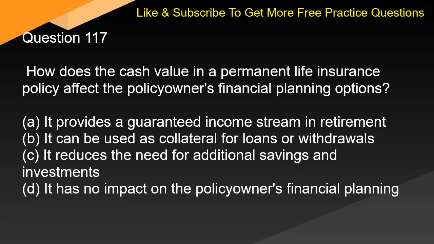Question 117. How does the cash value in a permanent life insurance policy affect the policy owner's financial planning options? A. It provides a guaranteed income stream in retirement. B. It can be used as collateral for loans or withdrawals. C. It reduces the need for additional savings and investments. D. It has no impact on the policy owner's financial planning.